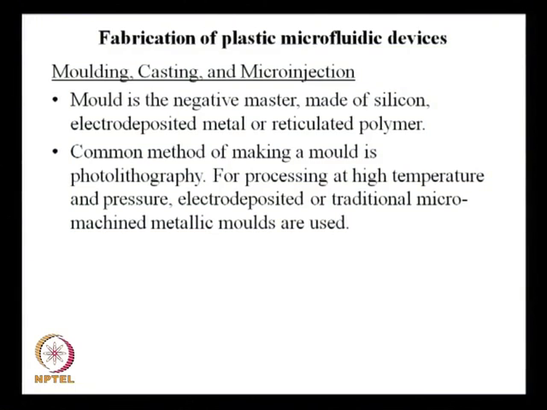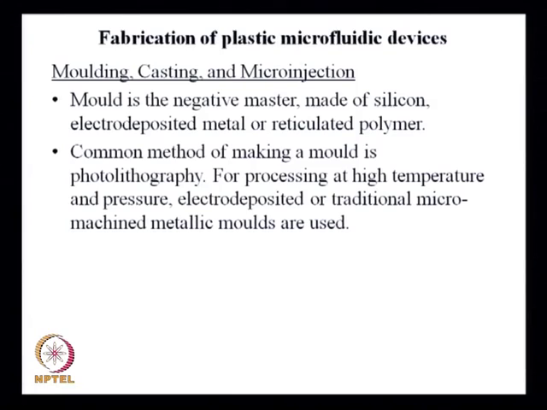For processing at high temperature and pressure, electro deposited or traditional micro machined metallic molds are used. If the processing requires high temperature and pressure, on an industrial scale over and over again, then probably one would go for a metallic mold. And how do you make, suppose, an extra layer? Then you have to go for electro deposition. We have already talked about the 3 methods of deposition, right? Physical vapor deposition, chemical vapor deposition and electrolytic deposition. So, electro deposited or traditionally micro machined metallic molds can be used when the processing is done at high temperature or pressure.